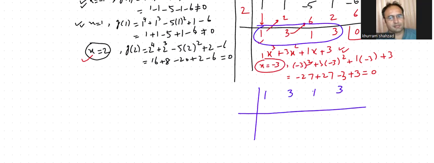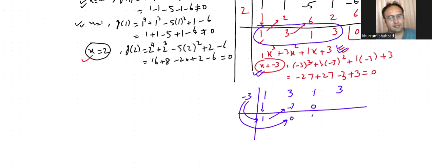Now I'm writing here this number x is equal to negative 3, at which this polynomial gave me 0. So negative 3, we will write this one as it is, and now we will multiply negative 3 with 1, which is equal to negative 3, which I will write here. 3 minus 3 is again 0. So now I will multiply this negative 3 with this 0. This is equal to 0. I will write here this 0. And then 1 plus 0 is equal to 1.